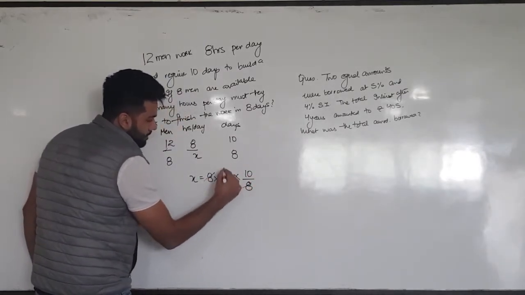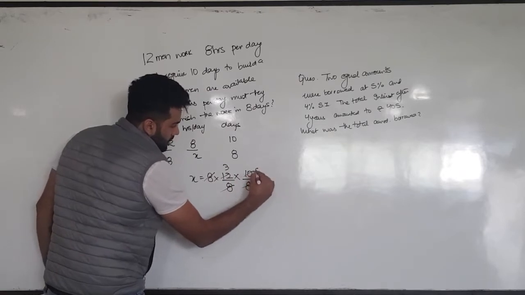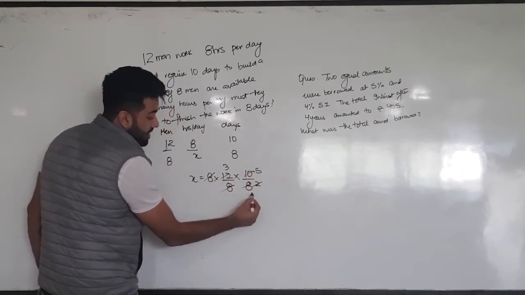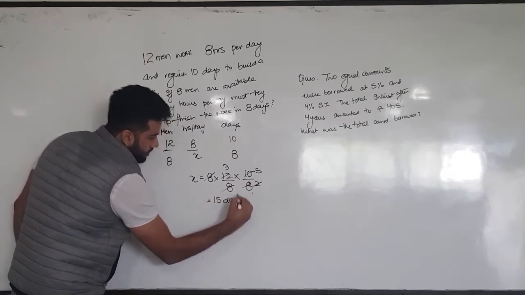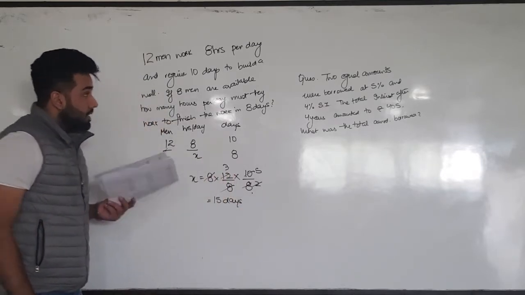Let's cancel it. 3 by 2. Now if I cancel it, this would become 3, this would become 2. Answer is 15 days. Moving to the next question that we have here.